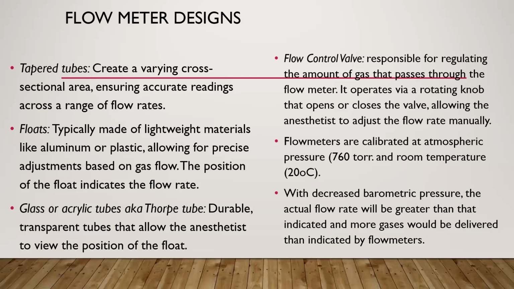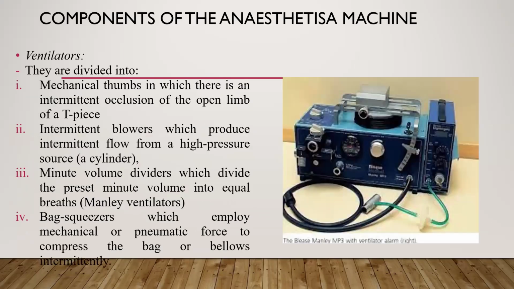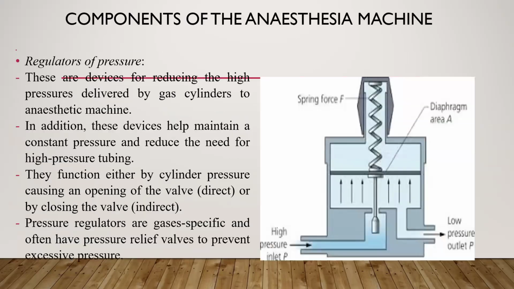Then we have the flow control valve. This is responsible to determine the amount of gas that flows through it. Now listen, flow meters are usually calibrated at atmospheric pressure and room temperature. So when there's a decreased barometric pressure, the actual flow rate will be greater. But when there's an increased barometric pressure, the actual flow rate will be lower. Let's go back to the questions that many of us didn't get.